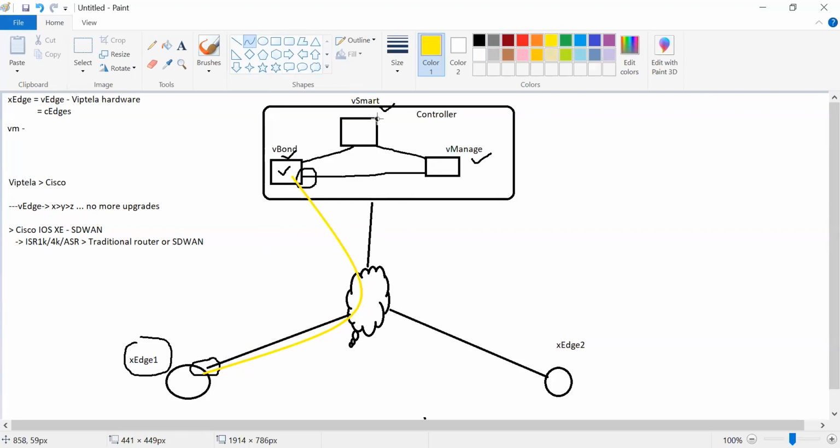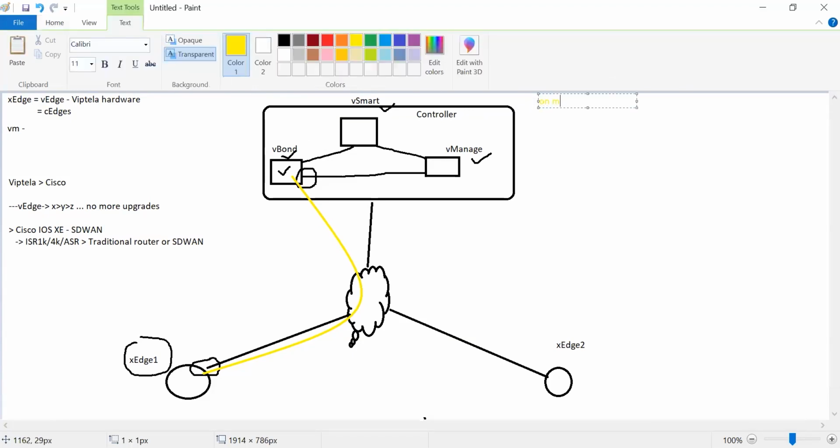No. Okay. So controller, you will usually see this word controller here, right? These components, vBond, vSmart, vManage, can be on premises. When I say on premises, we can buy a server and create at least 3 different virtual machines, and we can configure vBond, vSmart, and vManage on our own server.